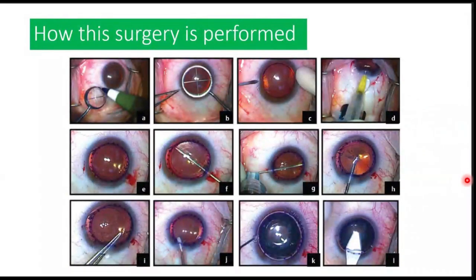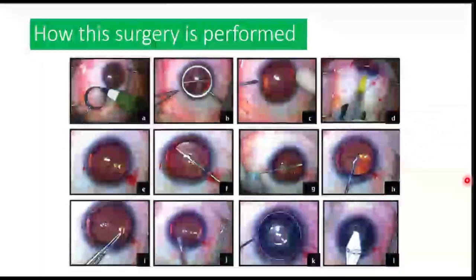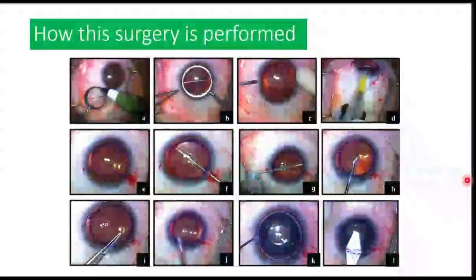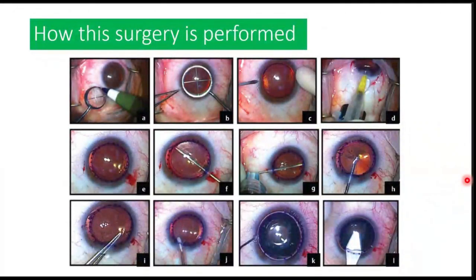So DSEK offers several advantages over traditional penetrating keratoplasty. These include faster visual recovery, reduced risk of graft rejection, and better preservation of corneal integrity. Additionally, DSEK is associated with fewer post-operative complications and lower risk of astigmatism compared to penetrating keratoplasty. However, DSEK requires specialized surgical skills and may not be suitable for all cases of corneal endothelial dysfunction. That is why it is very important to evaluate the patient properly before deciding to do this procedure on the patient.